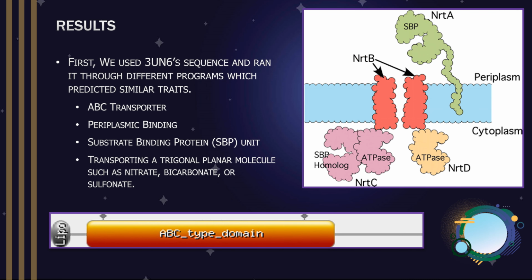So from our first assessment, we got back a lot of data that was useful. Using 3UN6's sequence, we got back that it was likely an ABC transporter. It was binding in the periplasmic space to the cell. It was the substrate binding protein unit of an ABC transporter, and it was transporting a trigonal planar molecule such as nitrate, bicarbonate, or sulfate. And so what an ABC transporter looks like is this image in the top right, and the SBP or the NRTA is what's being predicted. So it would bind nitrate in the periplasmic space and line it up to a transmembrane transporter that would then transport it into the cell.